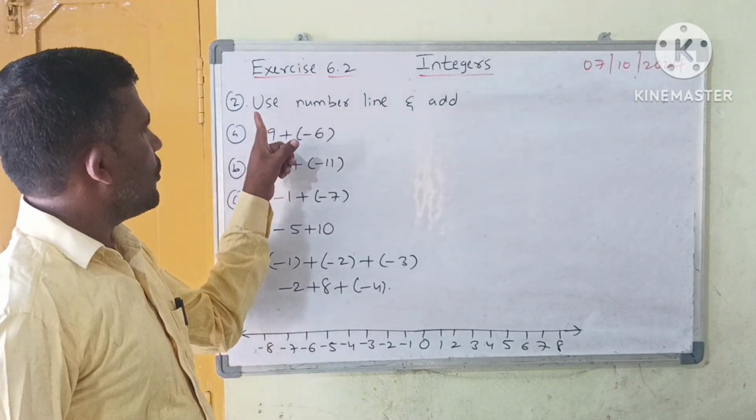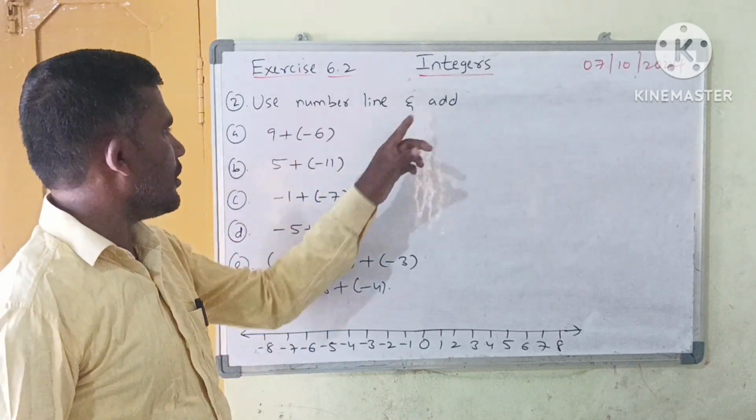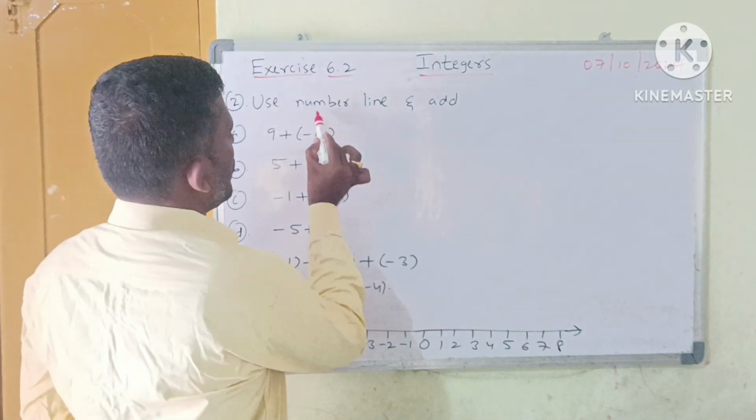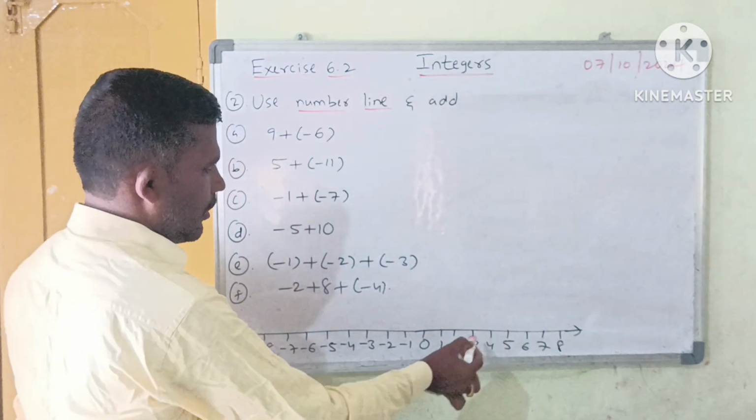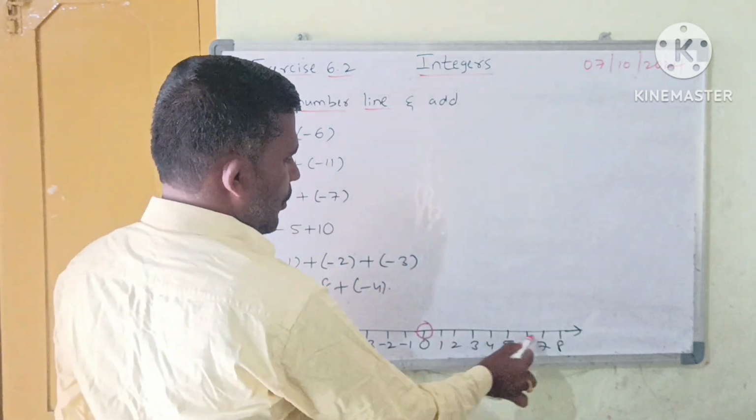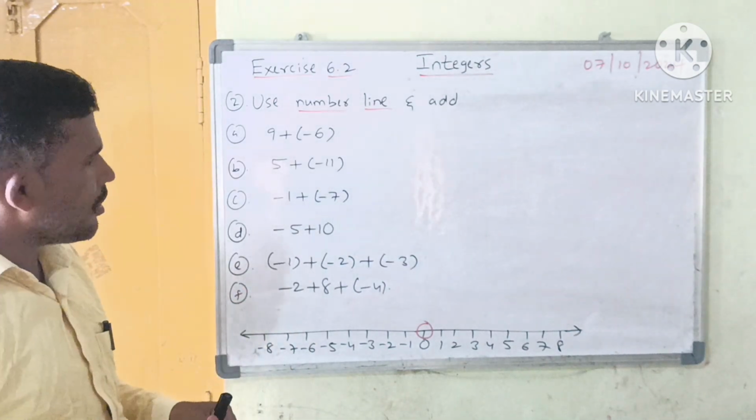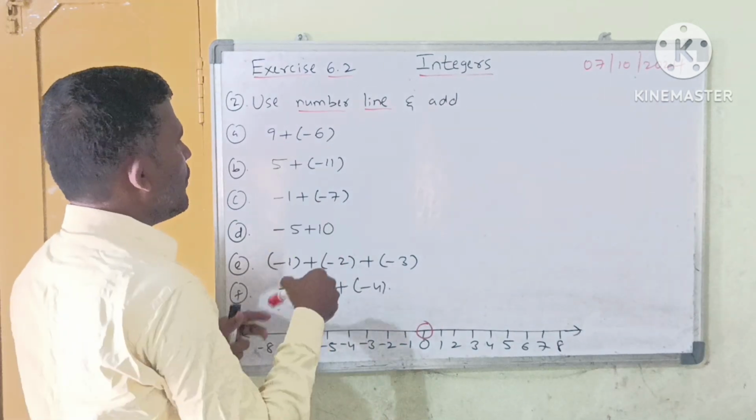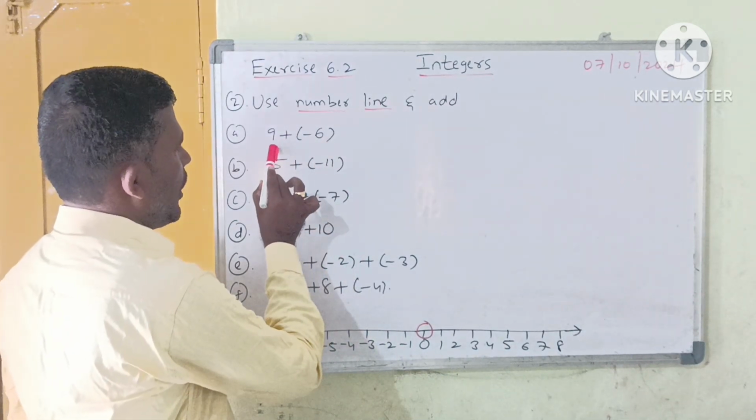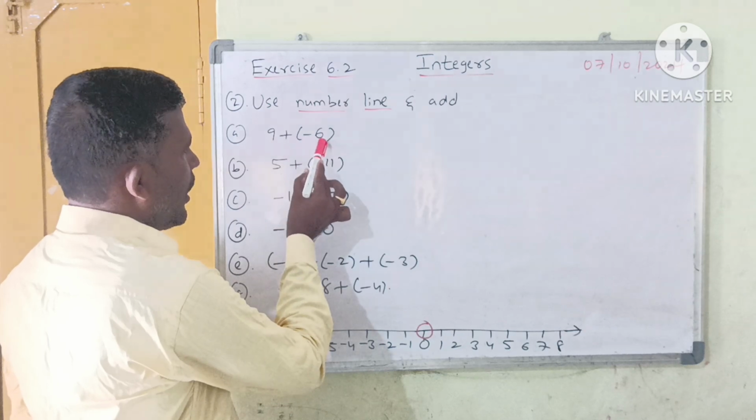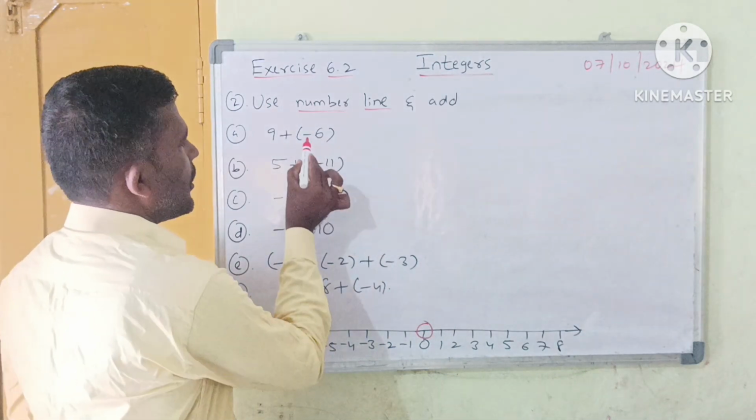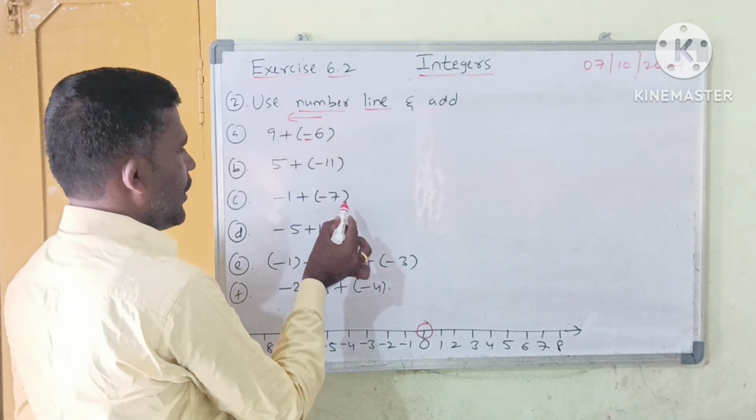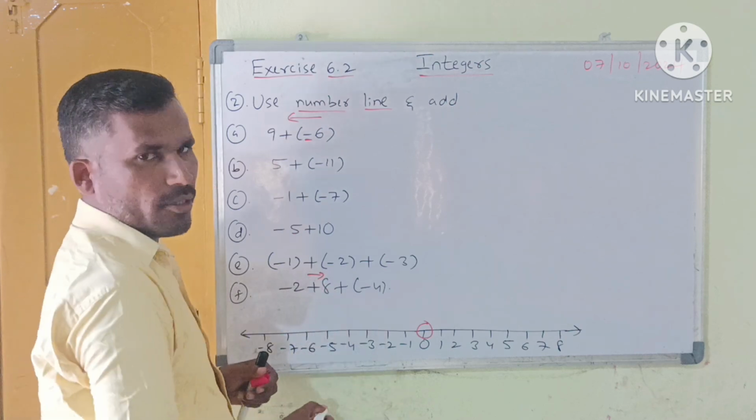Second bit, use the number line and add these integers. So in the second bit also we mention the number line, so that's why I taken the number line. So origin 0 and positive integers, negative integers. The first one, 9 plus minus 6. From the 9 you have to move to the left side because he given the negative. Whenever he given the negative you have to move to the left side. Whenever the positive you have to move to the right side.